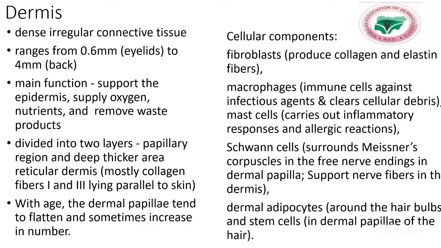It's divided into two parts: the papillary region, which usually contains what we call the superficial plexus of the blood vessels. So these blood vessels in the papillary region supply the epidermis. Then we have the reticular dermis, which is lower down. The reticular dermis is mainly made up of collagen fibers type 1 and 3, as well as elastic fibers.